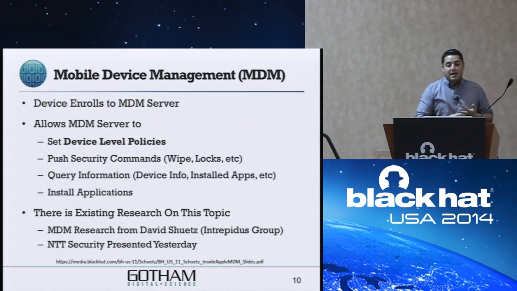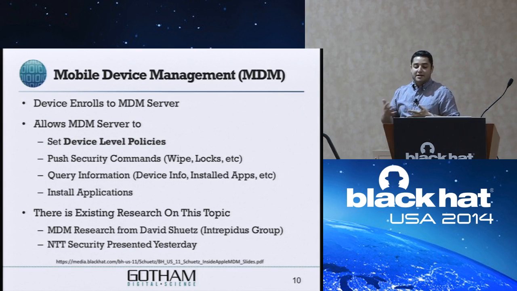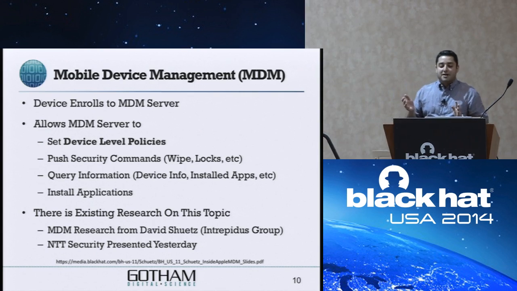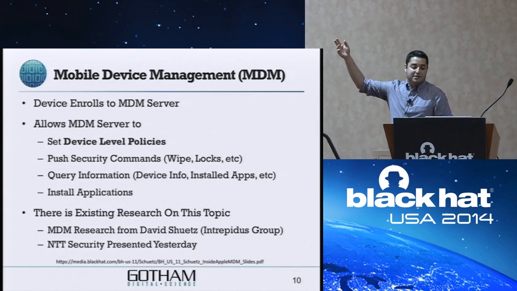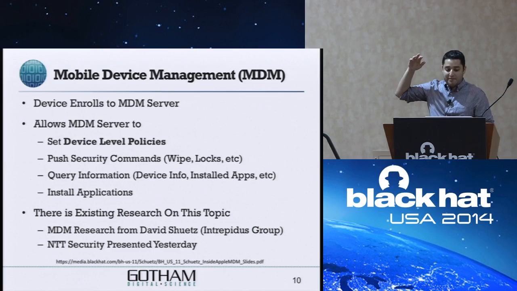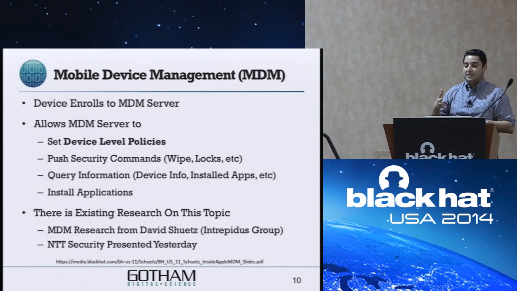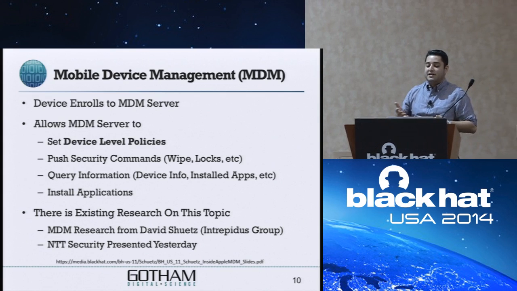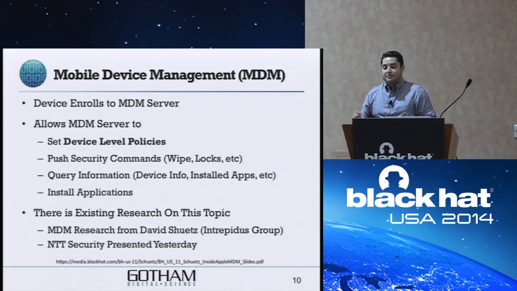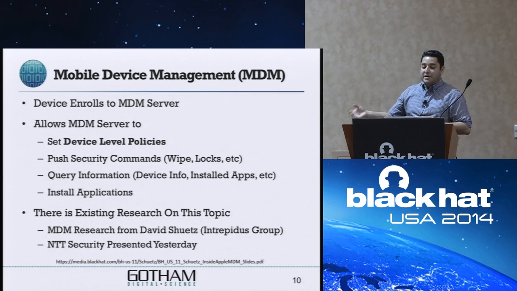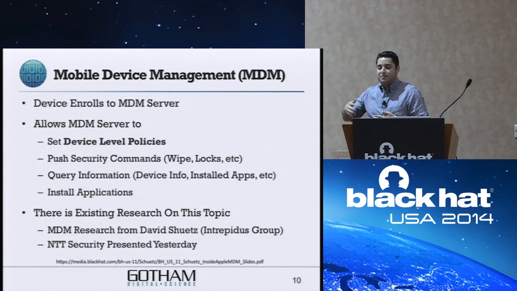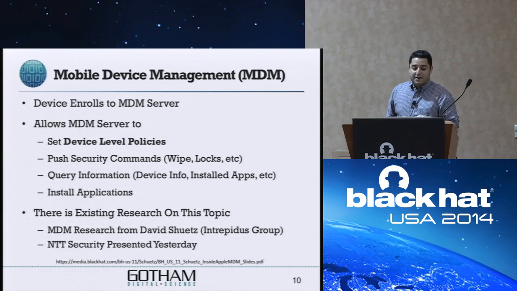So for MDM, since it's all done at the device level, a very high-level overview, I'm not going to spend a lot of time on it. The device does some enrollment to an MDM server. From there, the MDM server can push device-level policies, and push security commands to the device, so those get invoked immediately. It can query information from the device, install apps, and there's a bunch of other stuff it can do. A lot of this is really dependent on the OS and what it supports.